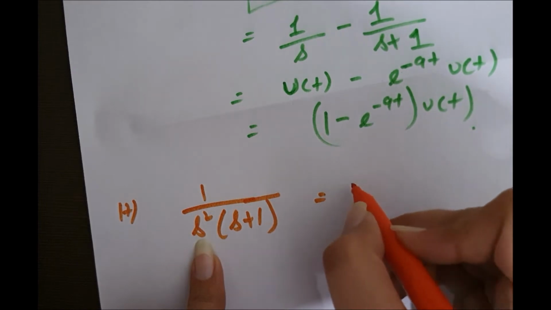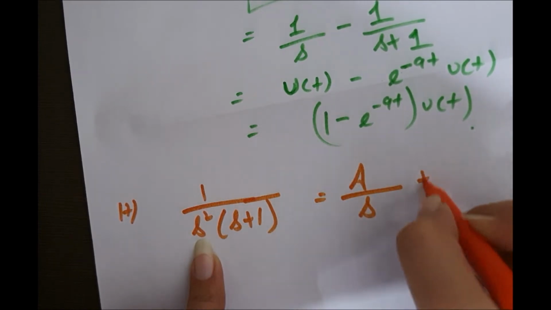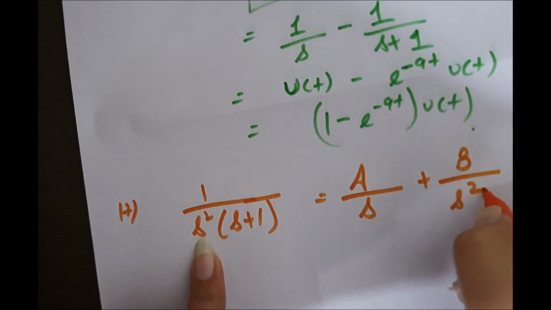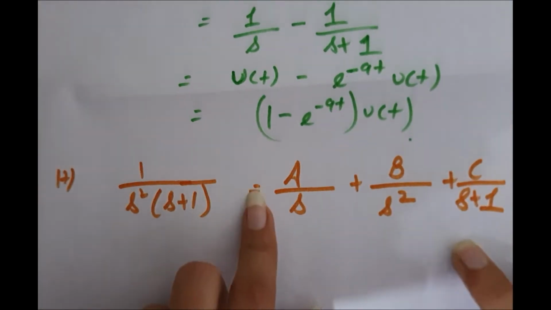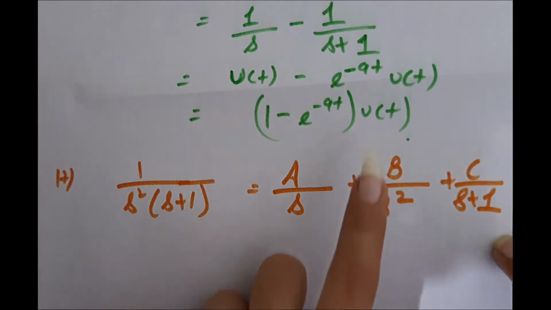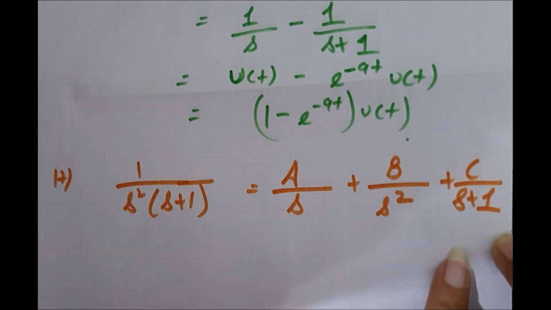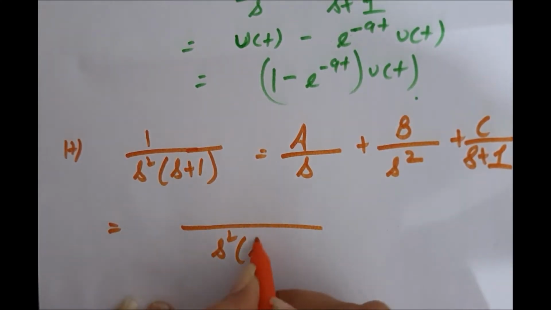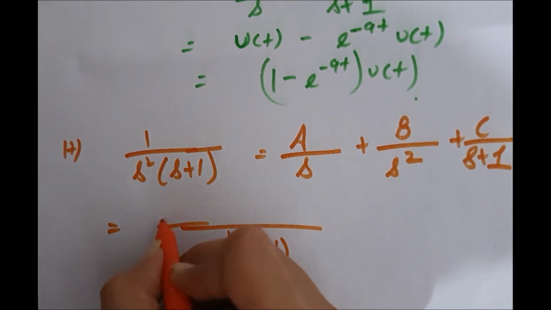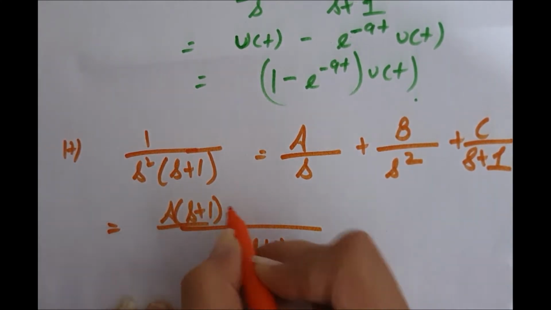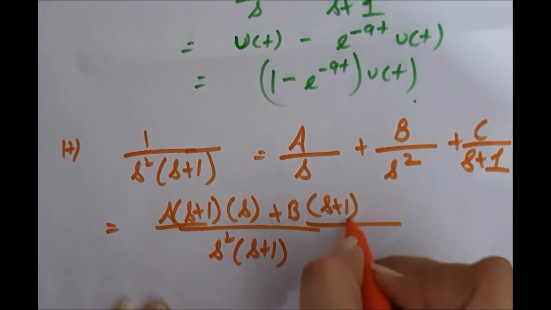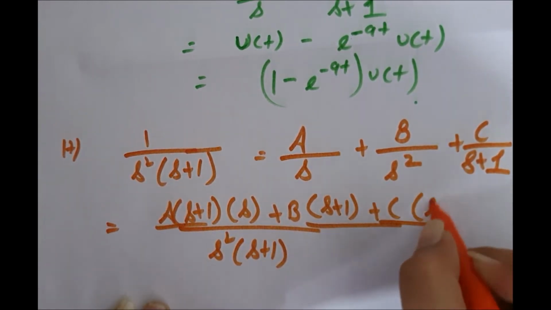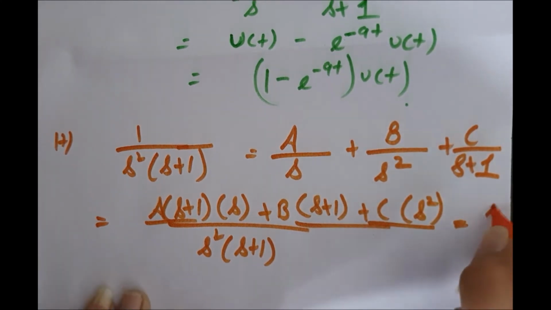Now another example. Now this s is repeating, so for it a upon s plus b upon s square plus c upon s plus 1. If it would be s cube, then we would write a upon s plus b upon s square plus c upon s cube. Take LCM. It will be a s times s plus 1, plus b times s plus 1, plus c s square is equal to 1.